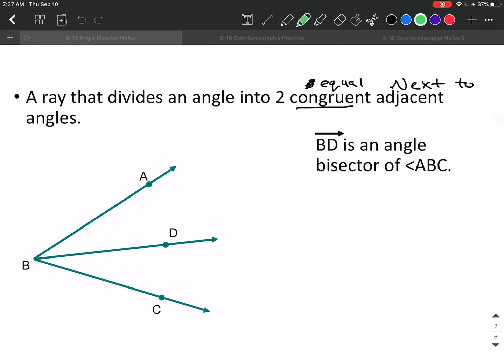I have ABC, and it tells me that BD is an angle bisector. BD is right here, and it's splitting my angle into two equal parts. We'll see these marks, and however many marks will let me know that each is congruent. So here each angle has one. So I would know that the measure of angle ABD is congruent to the measure of angle DBC.